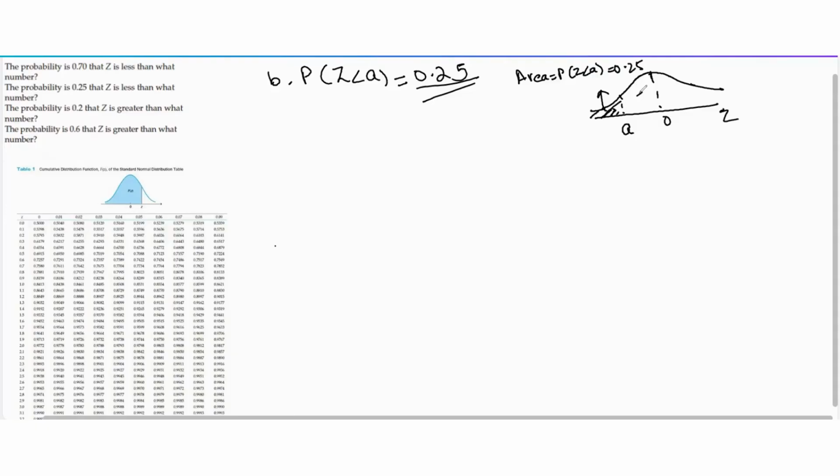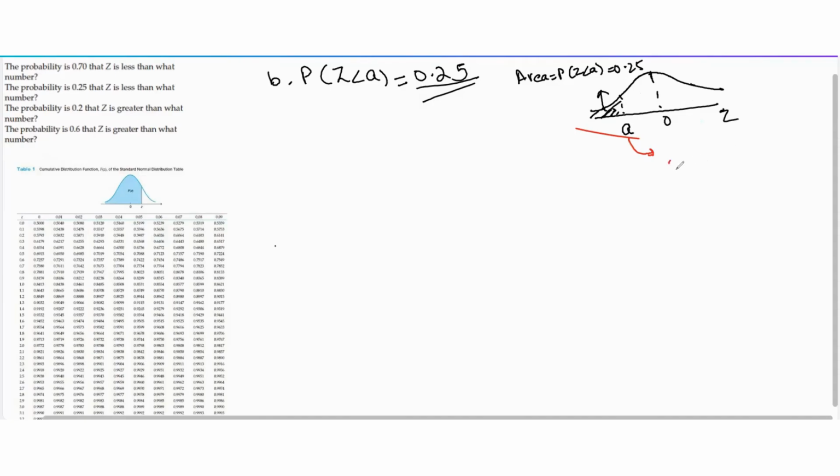If I make a anywhere over here, that area would obviously be less than 0.5. a can't be positive by any means, right? Because we know all of this is already 0.5, so the probability Z less than a would definitely be greater than 0.5, and that's obviously greater than 0.25. So a has to be a negative number in this case.